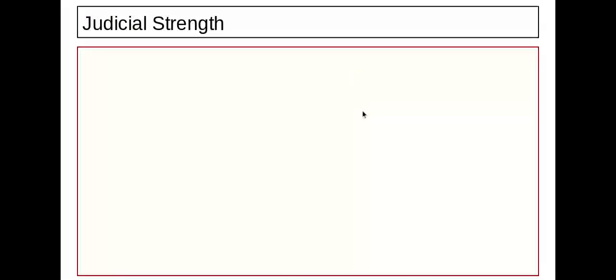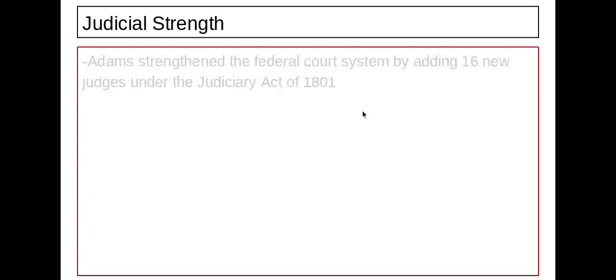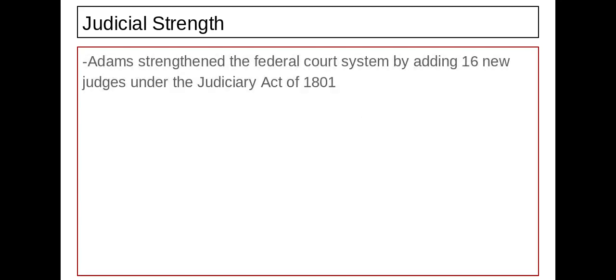All right. Last note for you guys. Judicial strength, because this is one of the keys that we need to focus in on. Before Adams left, before he was out of office, during this lame duck period that exists between an election and inauguration, Adams decided that he was going to strengthen the federal court system by adding 16 new judges under the Judiciary Act of 1801. If you remember, we had talked about an earlier Judiciary Act of 1791 that created how many members would be on the Supreme Court and had created the federal court system.